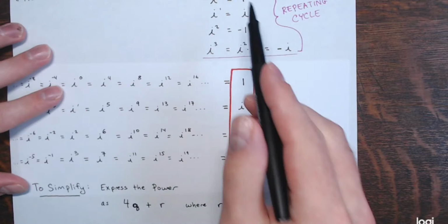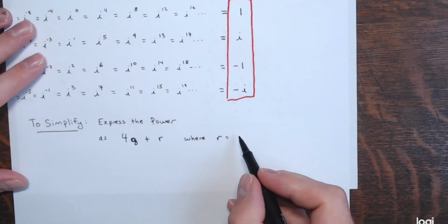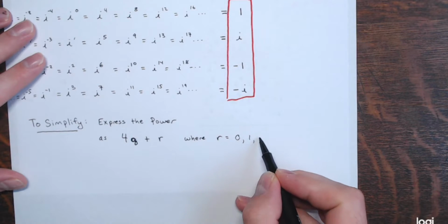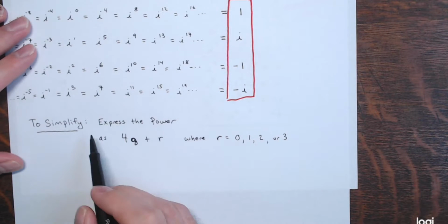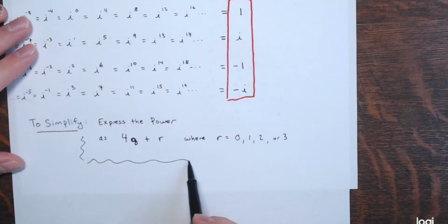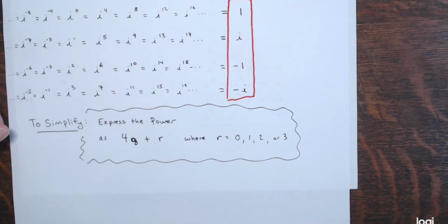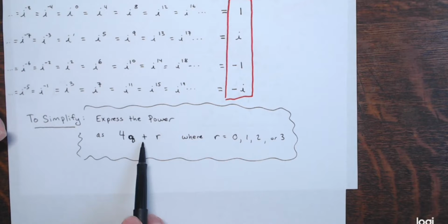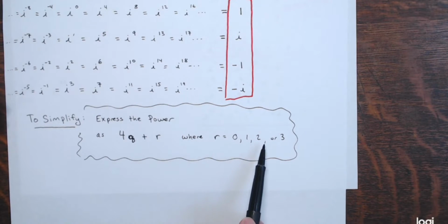Because i to the 0, i to the first, i to the second, i to the third, those are the ones that keep repeating over and over again. So r is 0, 1, 2, or 3. That's all you need to do, and I'll show you why after, when we go through the examples. So basically, you divide the power by 4 and express that power as 4 times the quotient plus the remainder. I want the remainder to be either 0, 1, 2, or 3, positive 1, 2, or 3. No negative remainders.